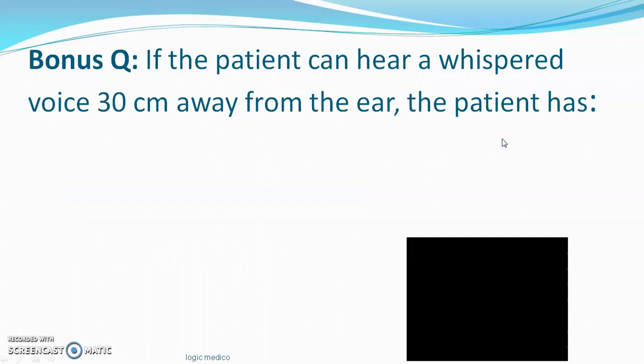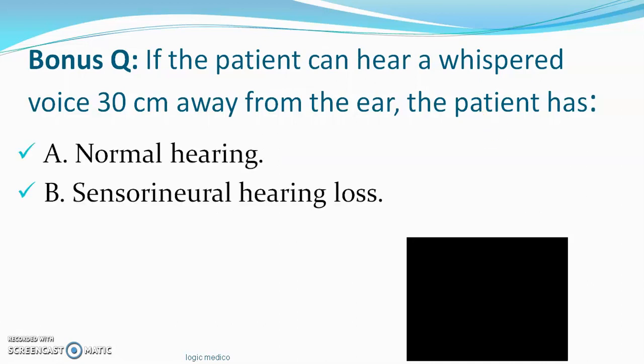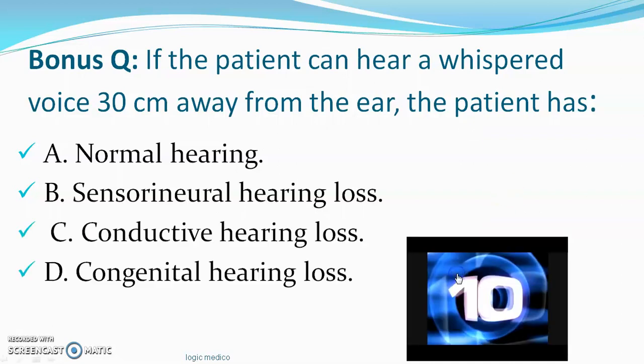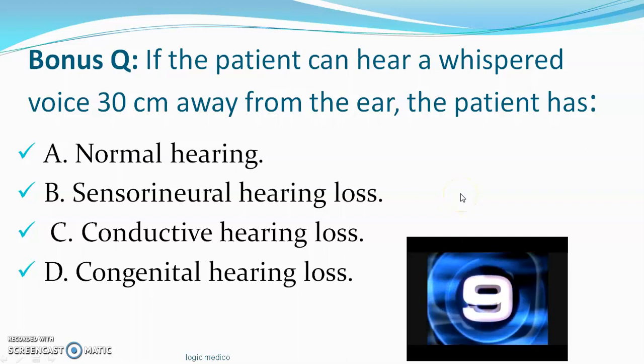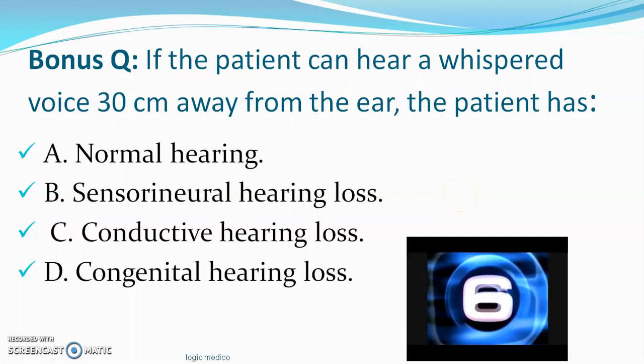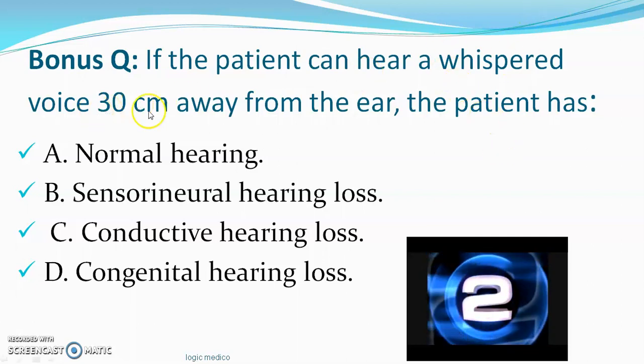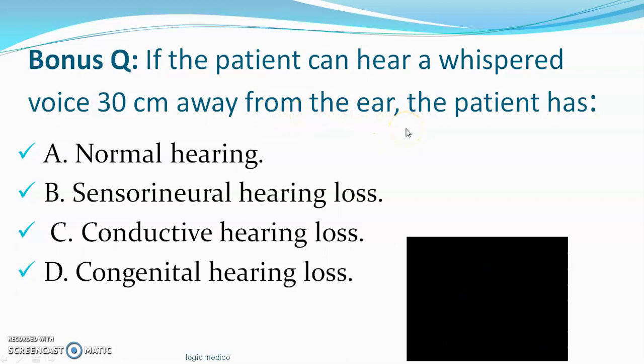Next, last question, bonus question. If the patient can hear a whispering voice from 30 centimeters away from the ear, the patient has: normal hearing, sensory neural hearing loss, conductive hearing loss, or congenital hearing loss. Your time starts now. We can hear the whispered voice from 30 centimeters away from the ear. So what is the answer? What do you think it is?